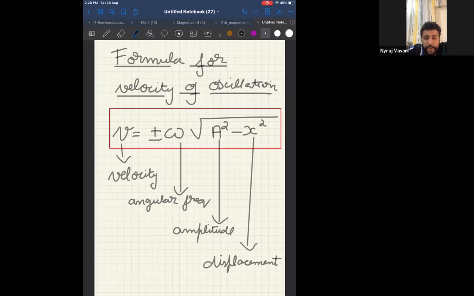Now, many times people make a mistake in remembering. They write omega into a square minus x square, or a into omega square minus x square, or x into a square. They get confused. Therefore, you can remember the code word WAX, W-A-X. That means this is how it comes. First omega comes, then a comes, then x comes. So make a note of this formula, quick.